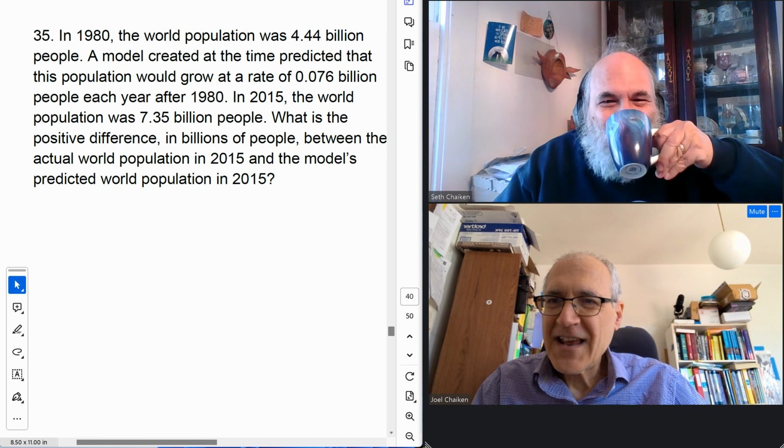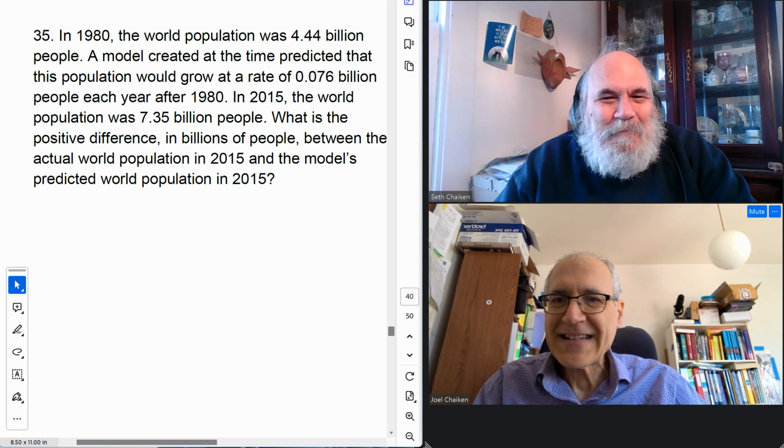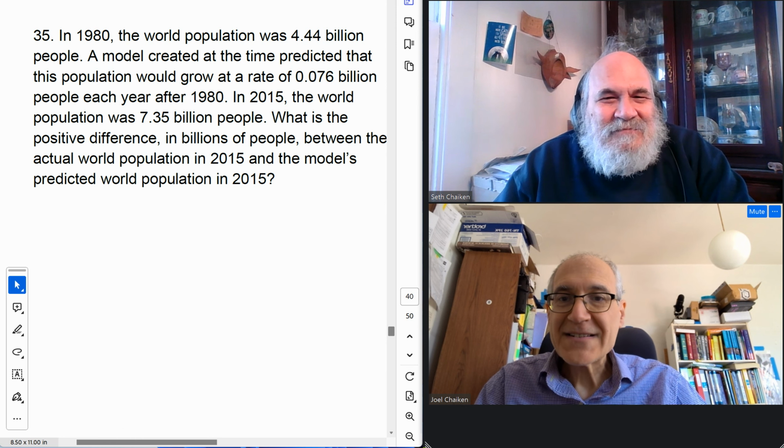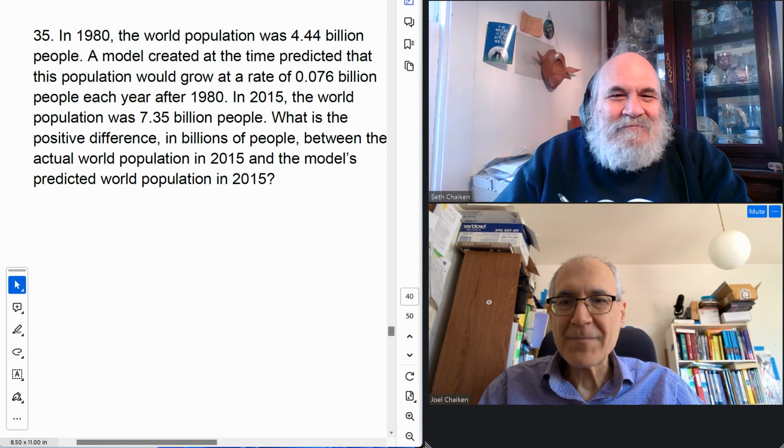In 1980, the world population was 4.44 billion people. A model created at the time predicted that this population would grow at a rate of 0.076 billion people each year after 1980. In 2015, the world population was 7.35 billion people. What is the positive difference in billions of people between the actual world's population in 2015 and the model's predicted world population in 2015?